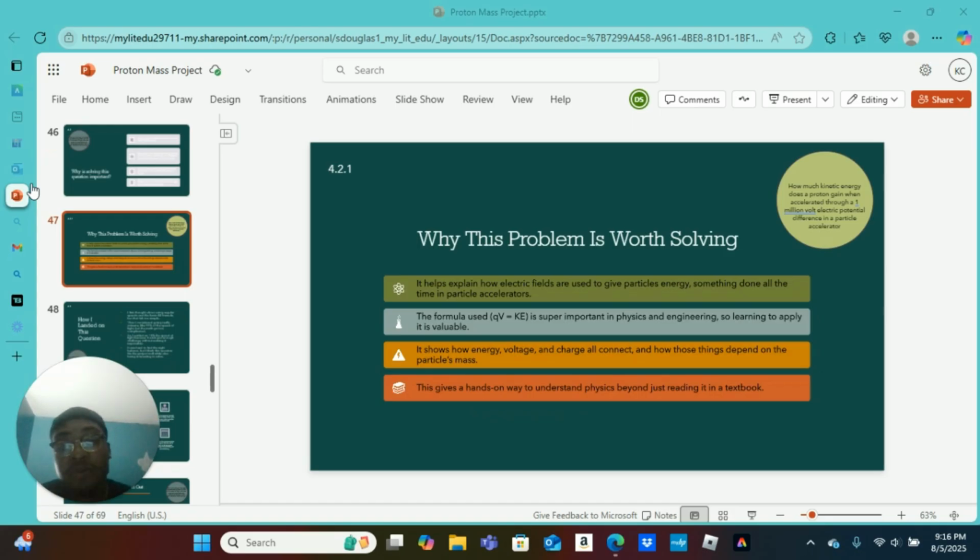The reason why it's worth solving is because it helps explain how electric fields are used to give particles energy, something done all the time in particle accelerators. The formula used is super important in physics and engineering, so learning to apply it is valuable. It shows how energy, voltage, and charge all connect, and how those things depend on the particle's mass. This gives a hands-on way to understand physics beyond just reading it in a textbook.